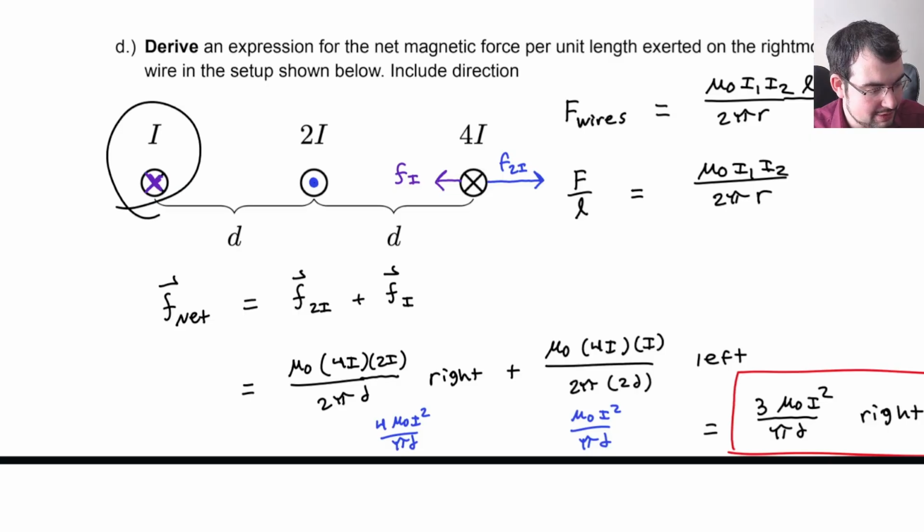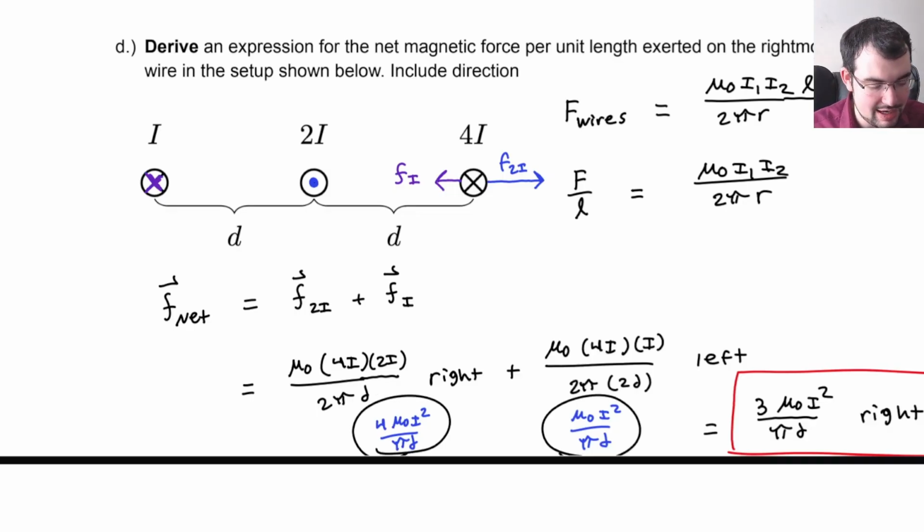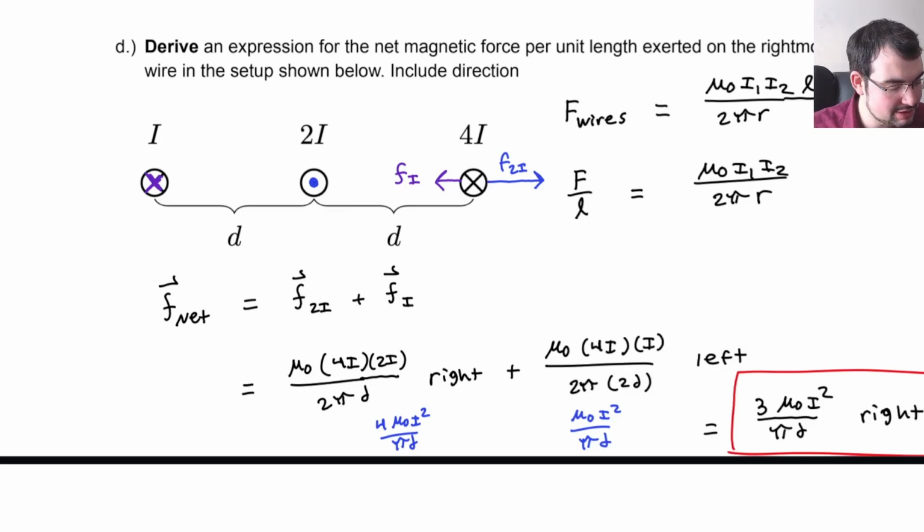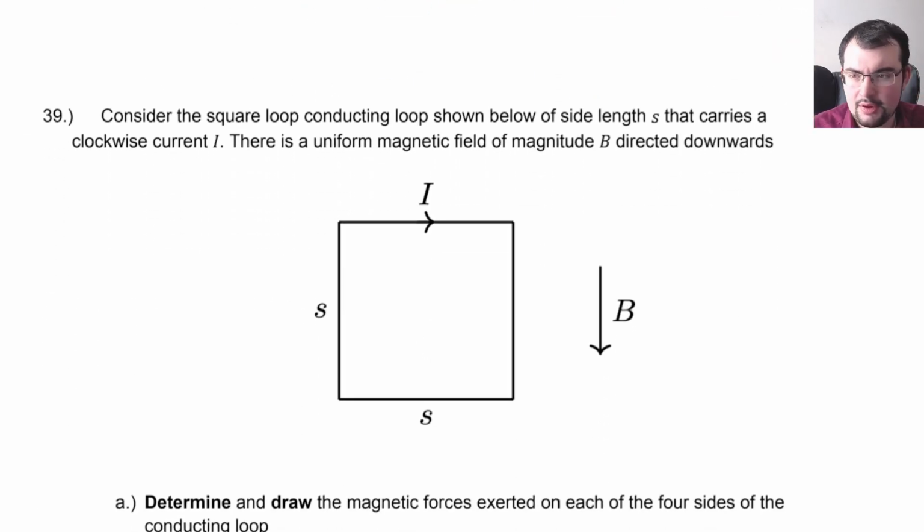So it had half the current and double the distance, so that force is going to be quartered, right? That's why we get a 4 and a 1, because it had half the current and double the distance. So that makes sense. All right, now we'll do some more complicated force scenarios.